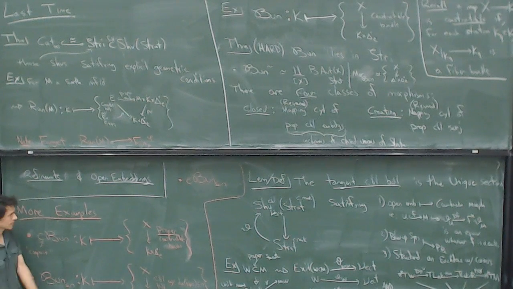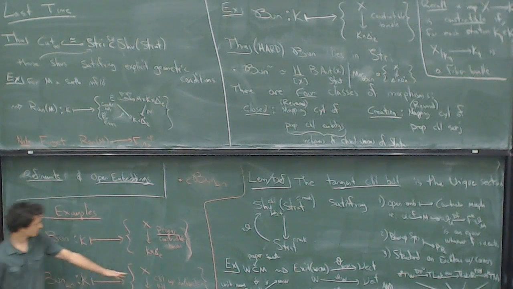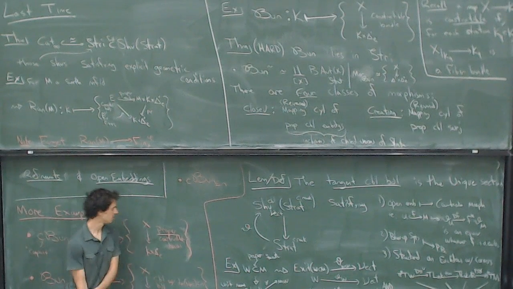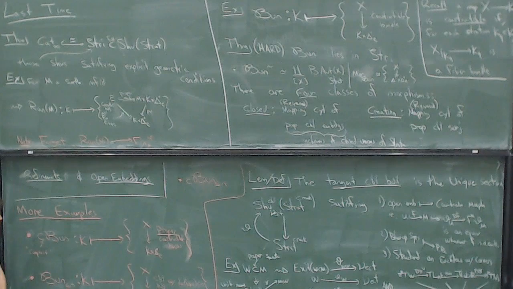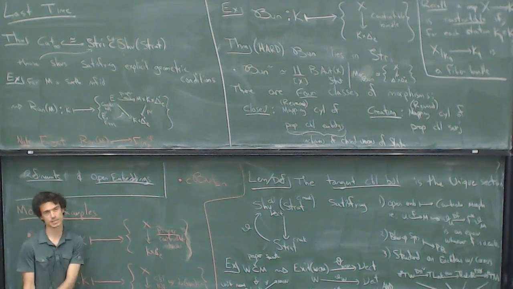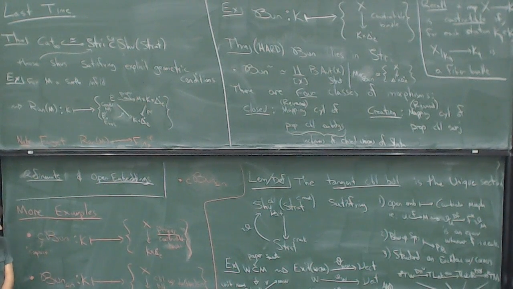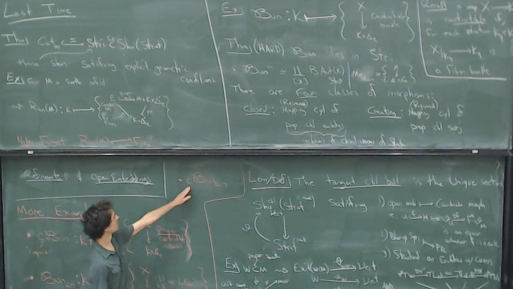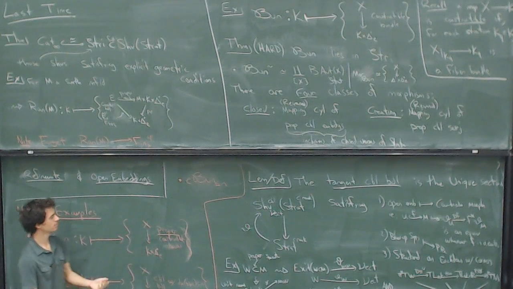Another example is Bun less than or equal to n, and that's what you get when you bound the dimension of the fibers by n. So Bun less than or equal to 1 is precisely finite sets op, or Bun less than or equal to 0. And then you can mix these at the same time. C Bun less than or equal to n, you can imagine.